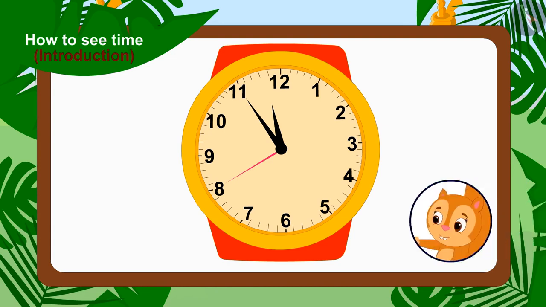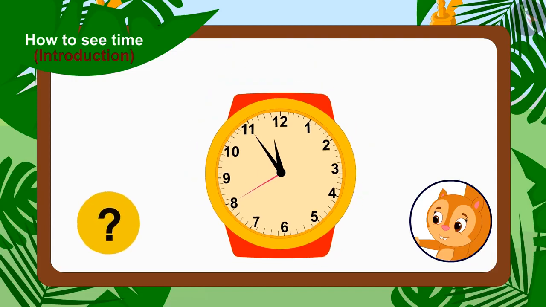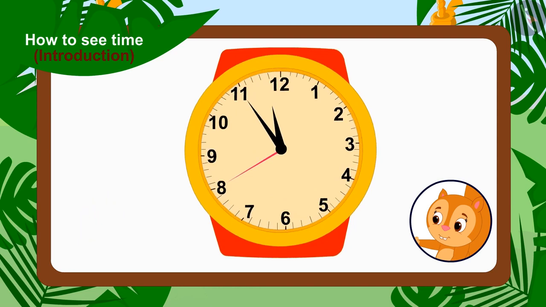This is the time in Chanda's watch. Children, can you tell what number the hour needle is on? Yes, between 11 and 12. Whenever the hour needle is between any two numbers, then we have to take the smaller number of the two numbers as our number.